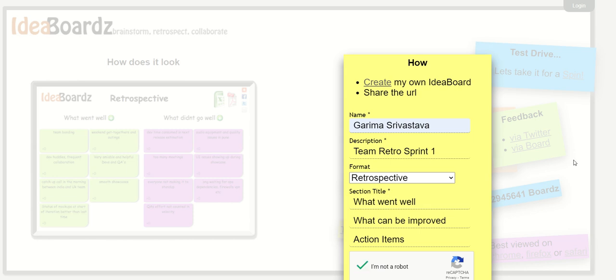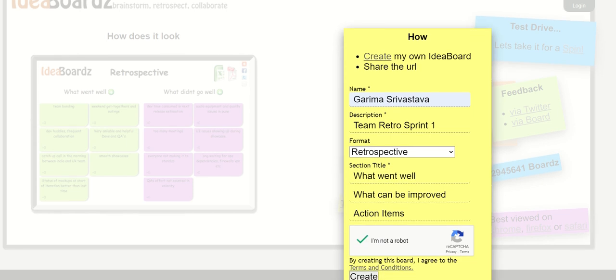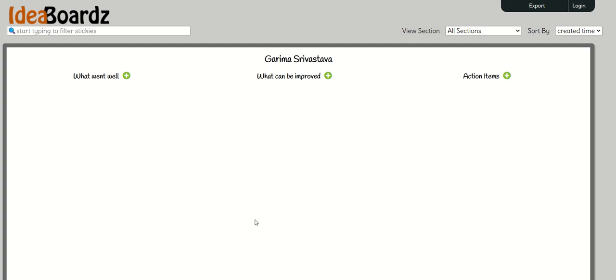Then click on I'm not a robot, and then click create. Here you go. So if you want to, rather than mentioning the name as Garima Srivastav, you can also add it as sprint 1 retrospective meeting or anything else. Like for example, I showed it here, but I generally mention the meeting names here.